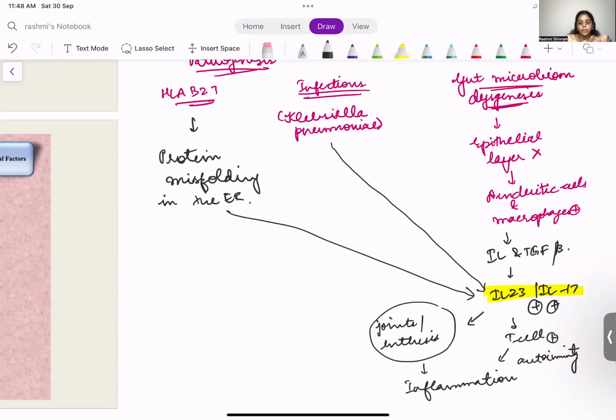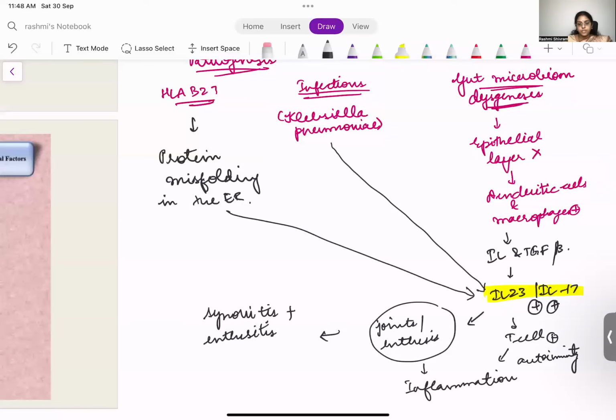So what do we mean by enthesis? It is the place where the ligaments or the tendons attach to the bone. That area is called the enthesis. So what will you have when the joint is inflamed? You will have synovitis. When the enthesis is involved, it will cause enthesitis. So there is synovitis plus enthesitis. What will happen because of that?